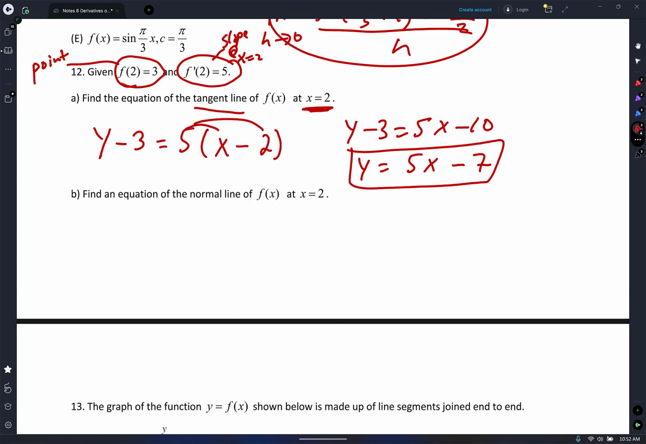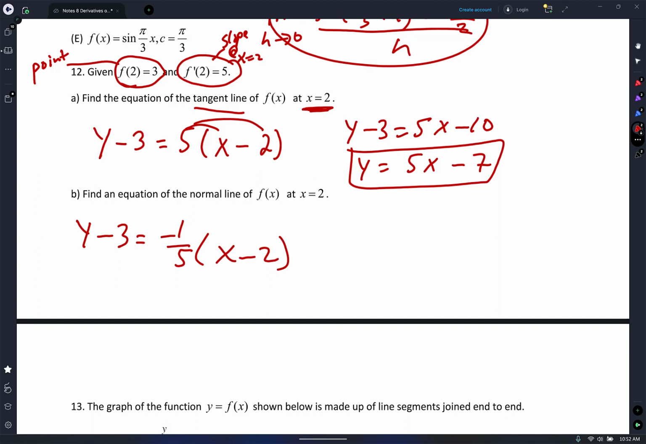All right, here we go, guys. Next one. Find the equation of the normal line. So what's the difference between a tangent and a normal? Opposite reciprocal with the slope. So what's the opposite reciprocal of 5? Negative 1/5. So I'm going to write y minus 3 equals negative 1/5 times x minus 2.